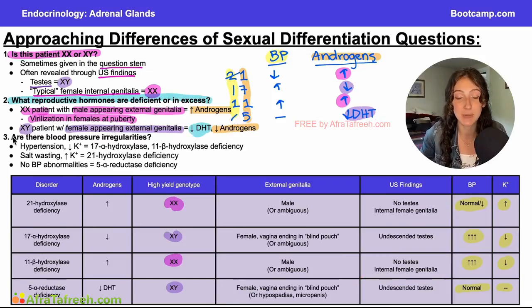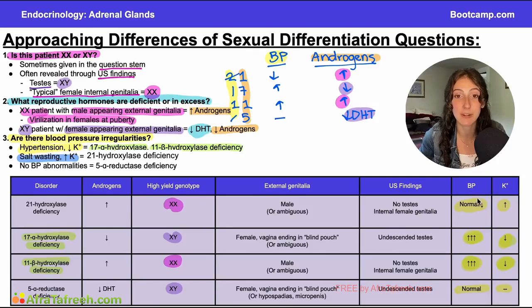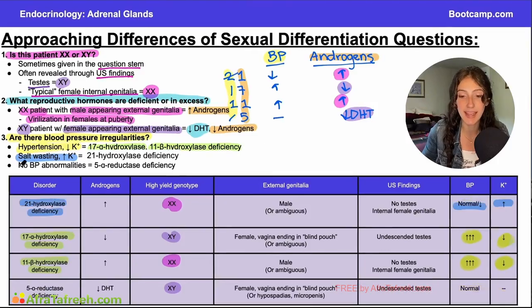And then finally, the last question you should be asking yourself is: are there any blood pressure irregularities? So as we discussed in your table earlier, if you see hypertension or decreased potassium, that could be 17 alpha hydroxylase deficiency or 11 beta hydroxylase deficiency. If you see salt wasting crisis, decreased blood pressure, and increased potassium, that is going to be pretty specific for 21 hydroxylase deficiency.